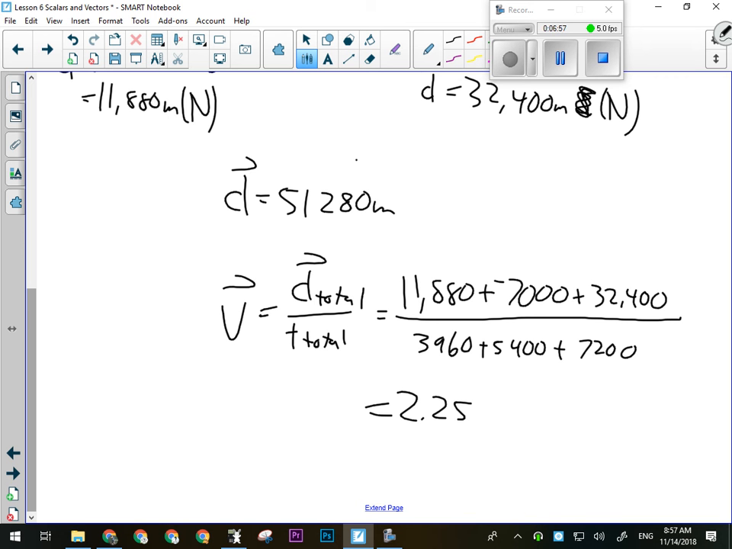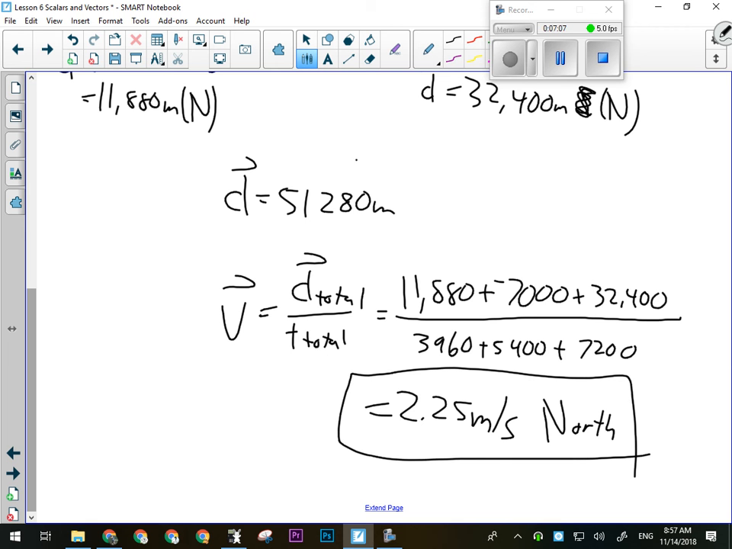What are my units going to be? Meters per second. What else do I have to put on here? North. It asked for a vector quantity. Velocity is a vector quantity, so I need to put the vector on that answer.